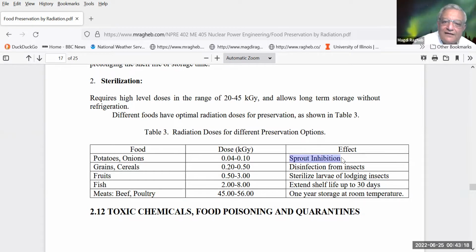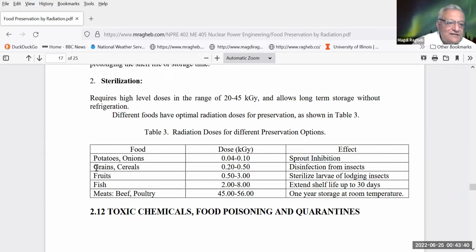And in fact, in Canada, they have big trucks that are food irradiators. They go to the fields where potatoes are being harvested, and they irradiate the potatoes. And in that case, they're sent to the market without the threat of sprouting for a long period of time.